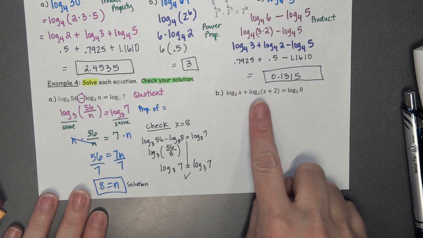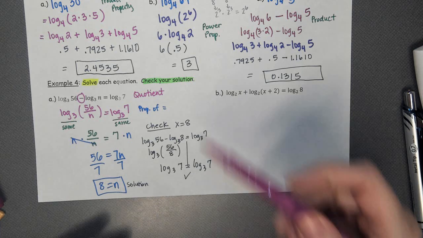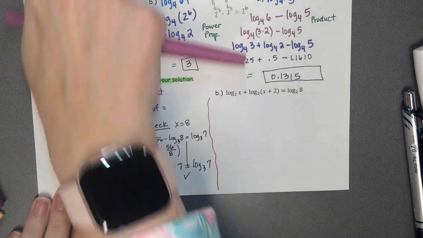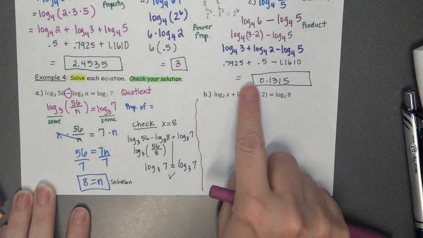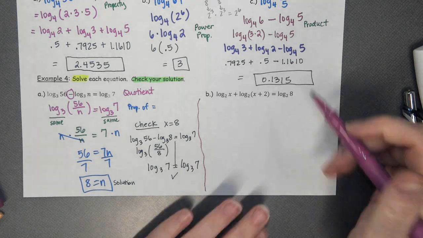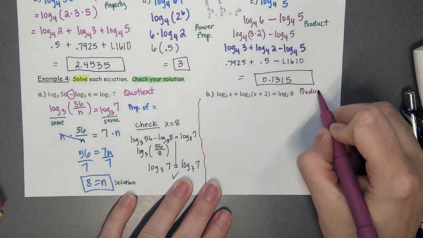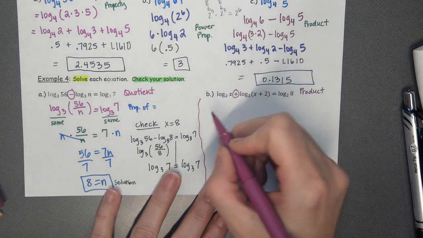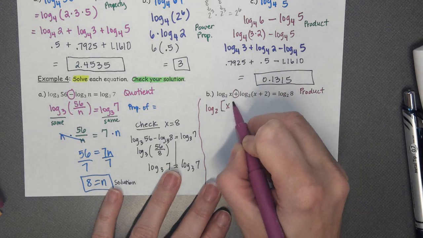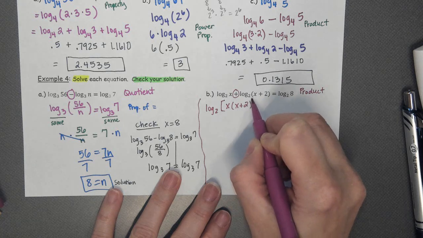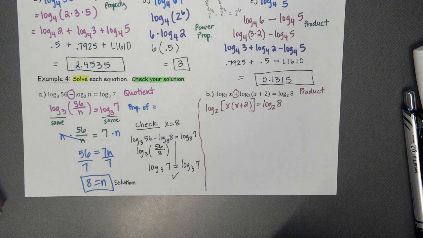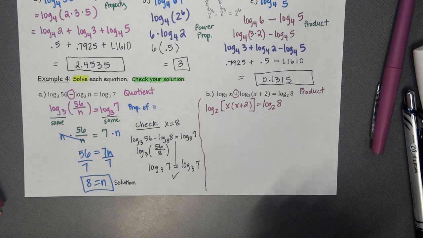Alright, and then for this one, for B, I want you guys to decide which one of these rules up top are you going to use to rewrite this. Yep, how do we know it's the product? What's the giveaway? Yep. So when you're doing the product, you are multiplying x by x plus 2. When you're multiplying those together, what are we going to have to do to simplify? Distribute.